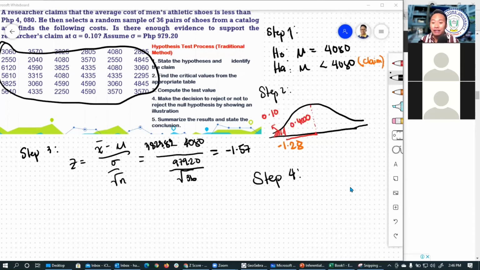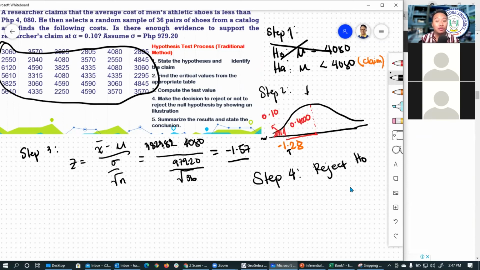For step 4, you don't even have to redraw the illustration, guys. You can see it in step 2. So to save time, you don't even have to redraw this illustration. You just have to check where negative 1.57 falls. If your critical value is negative 1.28, it's clear that negative 1.57 is somewhere here, which is part of the rejection area. So we are going to reject the null hypothesis. Okay? So accepting the alternative hypothesis, we're going to be Xing this out.